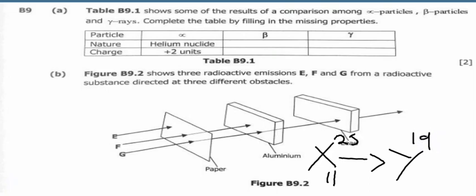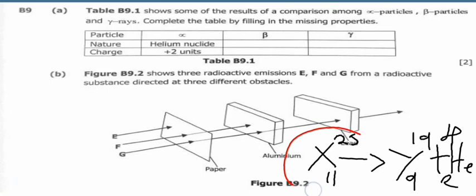And then also, the proton number, which is 11, is going to be reduced by 2. So if we remove 2 from 11, we are going to get 9. Plus the nature of helium. Now, helium has a mass number of 4 and a proton number of 2.